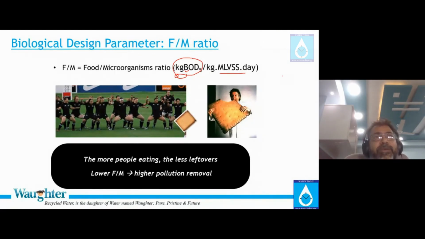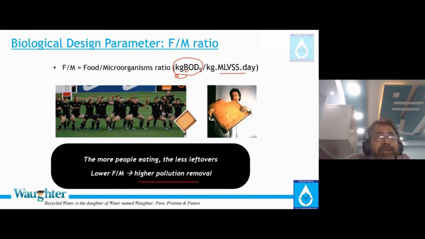It is not important which unit is correct. The significance here is: the lower the food, the better the treated water quality. But with lower food, it is much more difficult to sustain the biology because some bugs may die. So lower F/M is equal to higher pollution removal. That is the key takeaway.